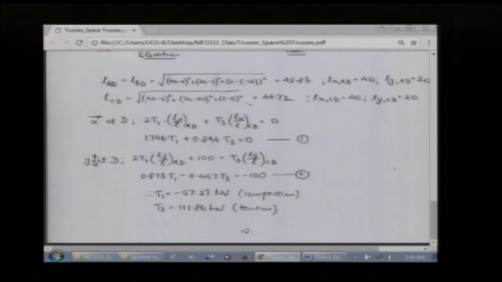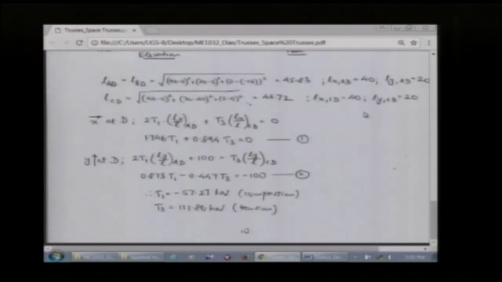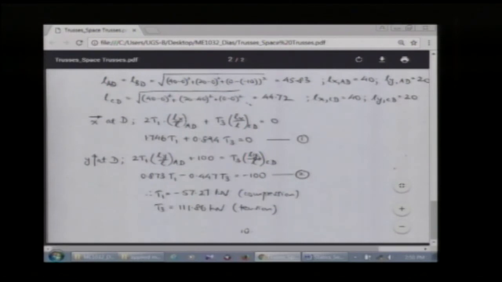In the same way, we can do vertical equilibrium here. So when we do vertical equilibrium, now we have marked this as tensile forces. So this component will be vertically upwards, this component will be vertically downwards, this component will be vertically downwards, right? So we balance the vertical components plus this 100 kilonewton load, right? So that is why we write whatever is acting downwards is 2T1 into Ly upon L of AD plus 100 equals T3, which is acting upwards, T3 into the y direction length divided by the total length of CD.